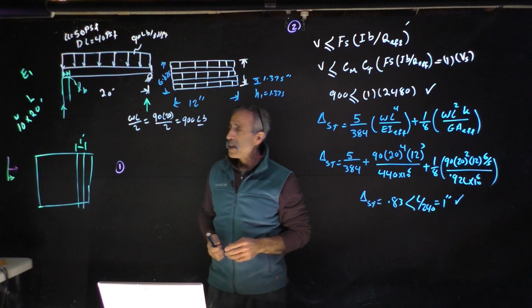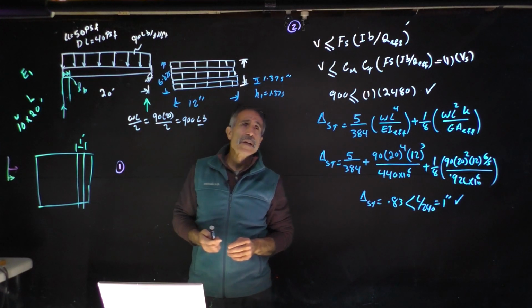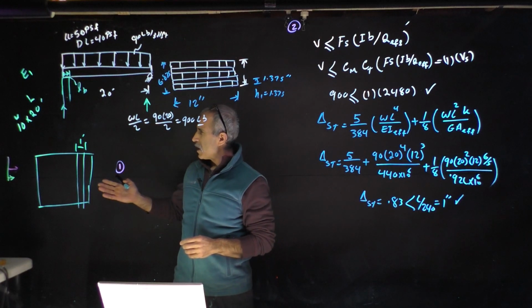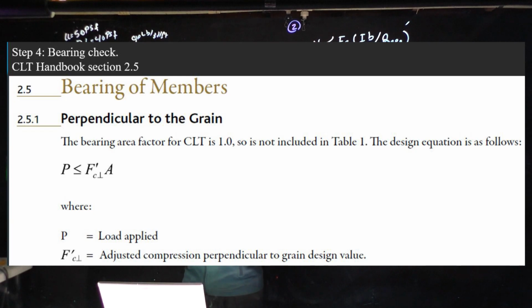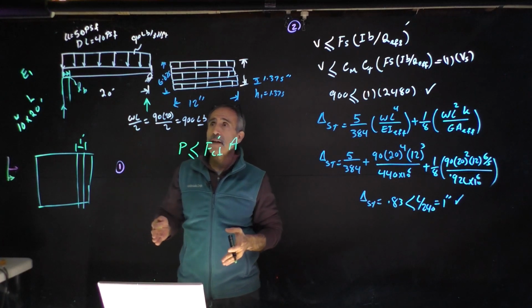Alright, so from CLT handbook section 2.5, which has both bearing perpendicular to the grain and parallel to the grain, let's check out the weak section, which is perpendicular to the grain. It says P should be less than or equal to F prime c perpendicular times A. Now be careful, your A area is not the cross-sectional area, it's your bearing area.